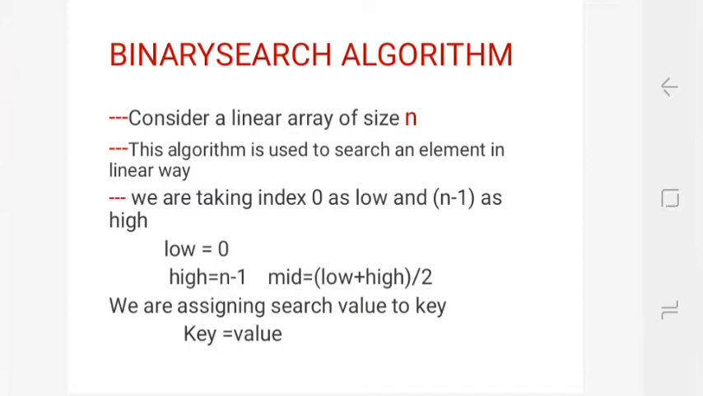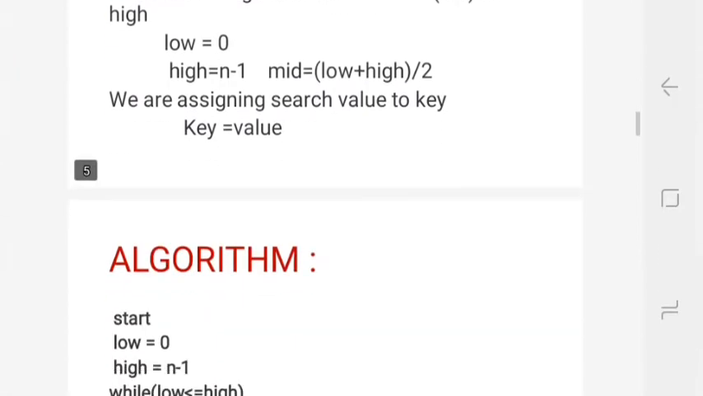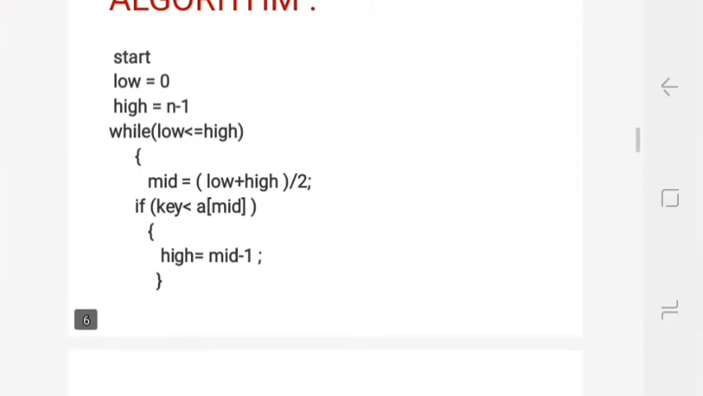And as the size of the array is n, the index is going to vary from 0 to n minus 1. And we are using some other variables. We are assigning index 0 to the low variable, index n minus 1 to the high variable, and we are using the mid variable as the average of low and high. Thus, the algorithm is as follows.